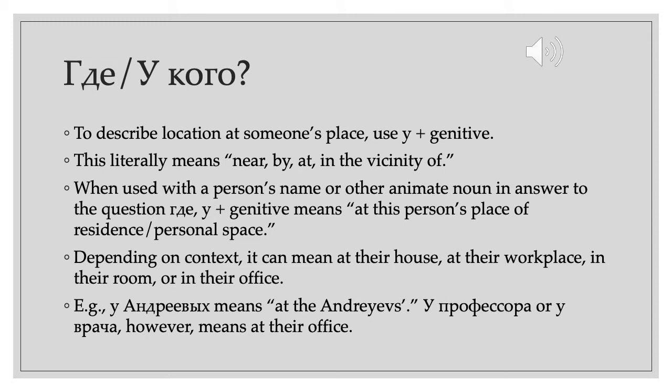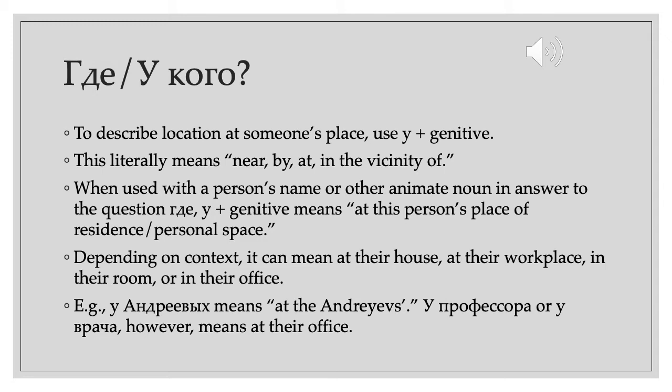So в means inside of, so we use it to describe enclosed spaces. На means on top of or at, so we use it to describe open spaces or activities. And у basically means beside or in the vicinity of. So this is what we use when we're talking about people. We can also use it to talk about places if you want to say, for example, that you're standing by the door or standing by the window.